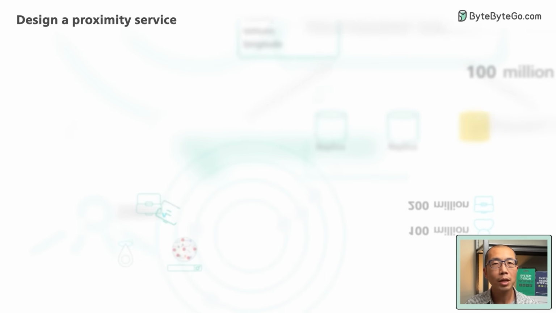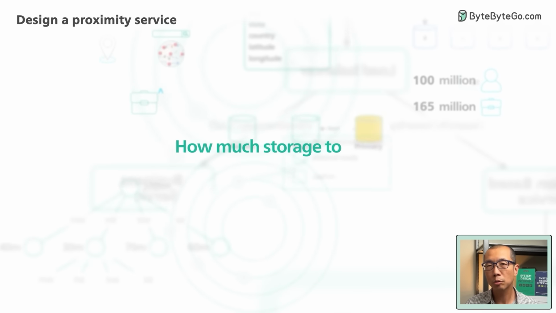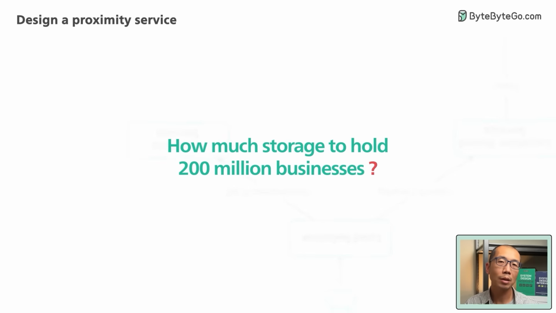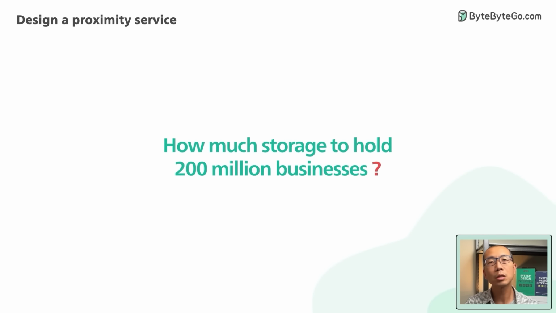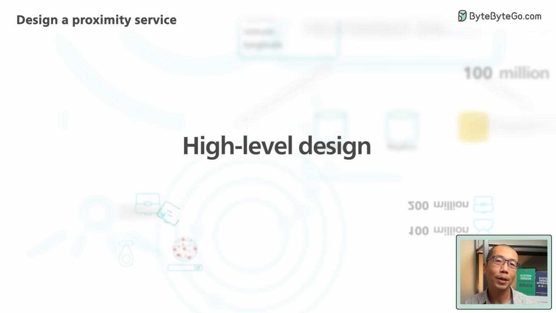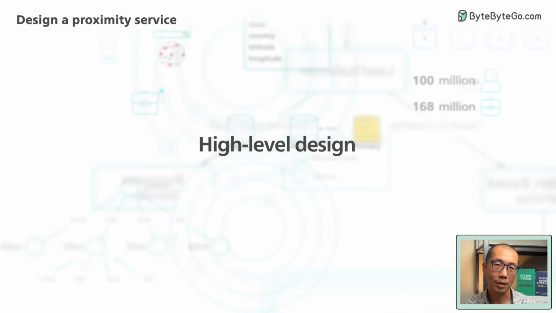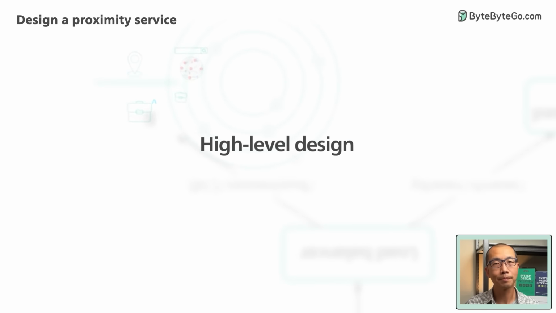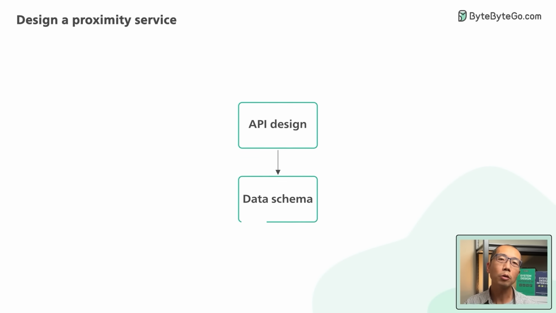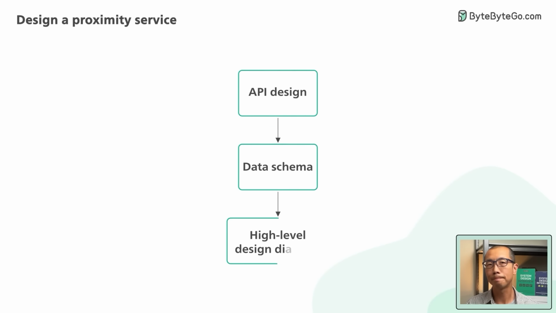We also need to get a rough idea how much storage we need to hold 200 million businesses. We'll defer this calculation until we know more about what the data schema would look like. Now that we have a pretty clear picture of the requirements for this service, let's look at the high-level design. In this section, we'll look at the API design, data schema, and we'll then walk through the high-level design diagram.